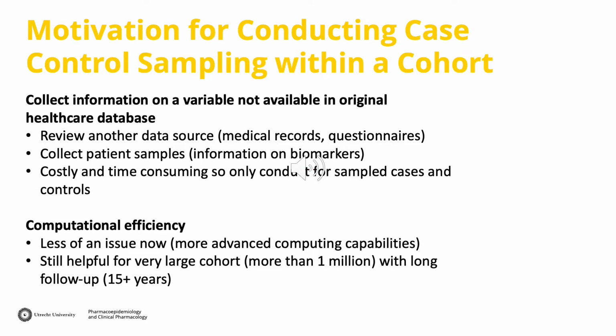So the question becomes, well, why would we actually conduct this special type of case control sampling within a cohort? Why wouldn't we just look at all of the events, and all the people who have an event, all of the people who don't have an event, and then look at their exposure status overall, like you would in a conventional cohort study? Well, a lot of the time you would use this because you want to collect information on a variable that might not be available in the original data set. So you might have to review another source of data like a medical record or a questionnaire, or collect patient samples, like information on biomarkers, which is costly and time consuming.